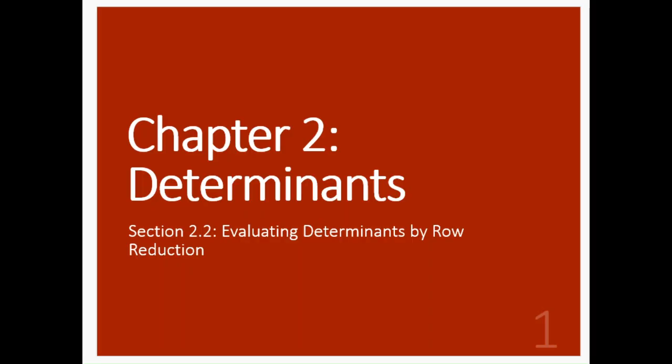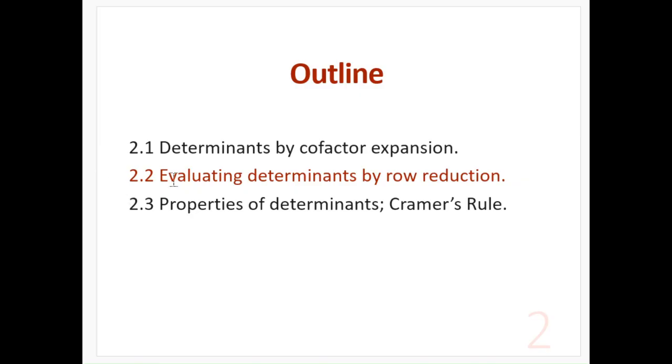All right, so we're going to continue our journey in Chapter 2 on determinants. And we're looking at now Section 2.2, Evaluating Determinants by Row Reduction. So you'll see that we're now on Section 2 out of 3 in Chapter 2. Just to remind you, we're only going to be doing 3 sections in Chapter 2.